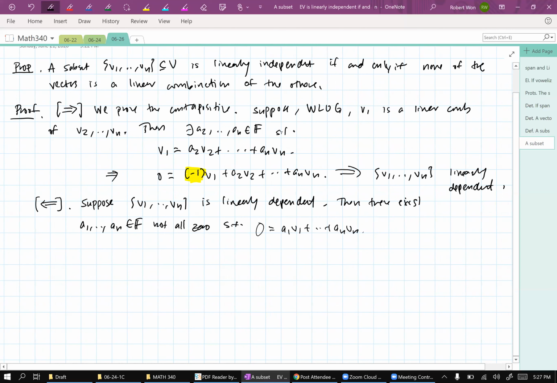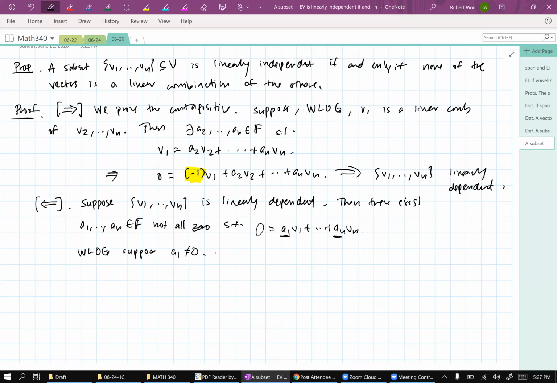So 0 equals a1 v1 up through an vn. Okay, so what we know is that not all of these scalars are 0. At least one of them is non-zero. So without loss of generality, suppose that a1 is non-zero. If one of the other ones is non-zero, we could just rename the vectors and call that the first one.